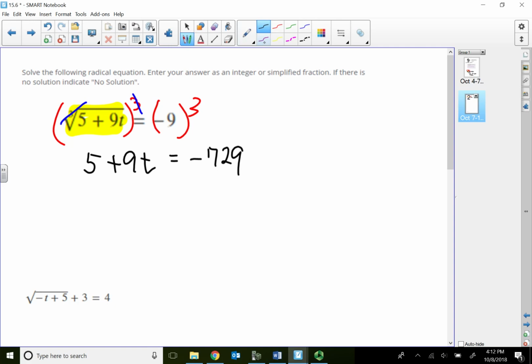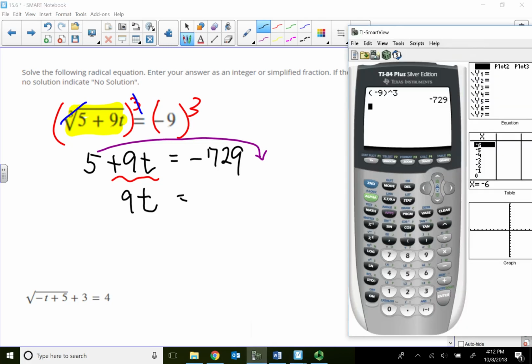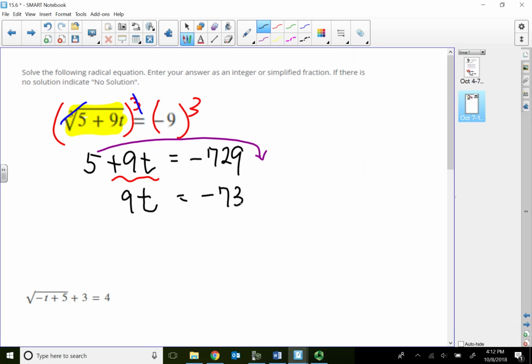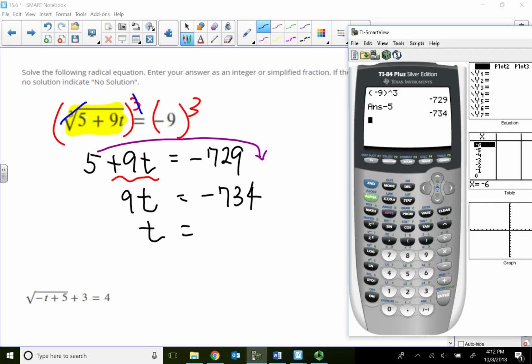My variable term, positive 9t, is positive, so let it stay. Let's move the positive 5 over to the other side. That gives me 9t equal to, positive 5 comes over and becomes negative, so minus 5, negative 734. Divide both sides by 9. My answer, let's turn it into a fraction: t equals negative 734 over 9.